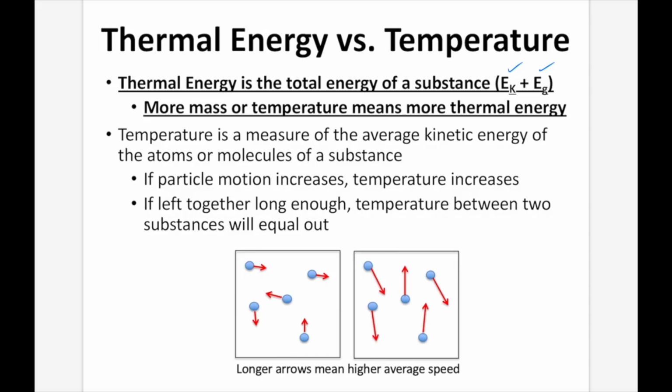Temperature is a measure of the average kinetic energy, so that's going to be more or less the speed and the mass of the atoms or molecules of a substance. So if the particle motion increases, temperature is going to increase. And if left together long enough, temperature between two substances will equal out.